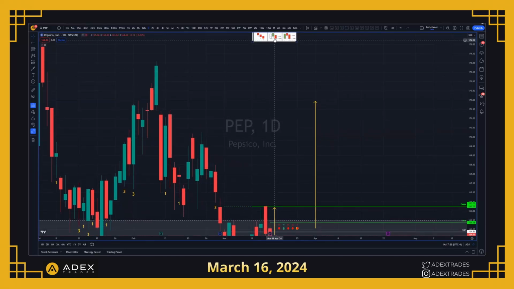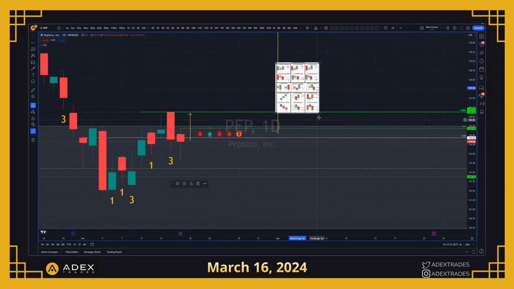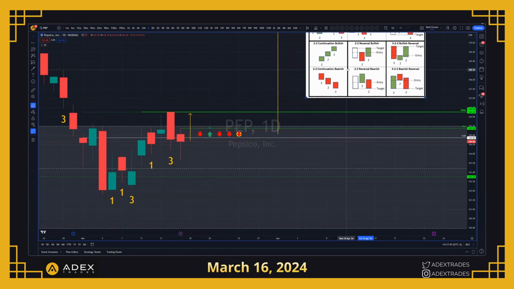We know, according to the Strat, that the target for this 3-2-2 reversal, and where is it? Right here. The 3-2-2 bullish reversal, that target is at the top of that candle right here. The top of that candle is at 3. The top of that 3 also happens to be that 2 up on the week trigger.